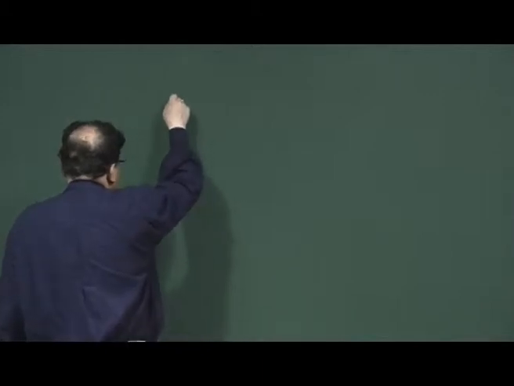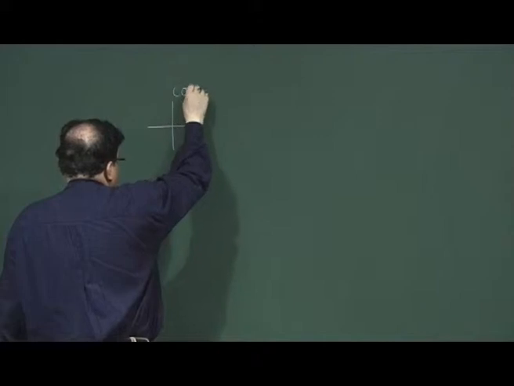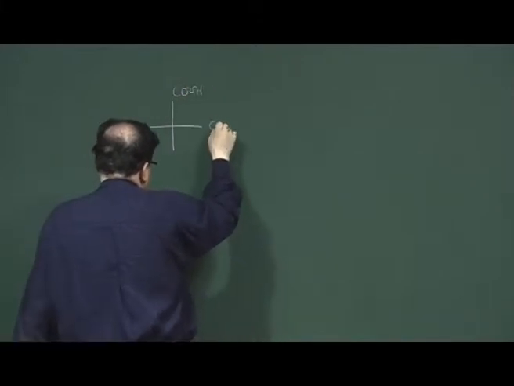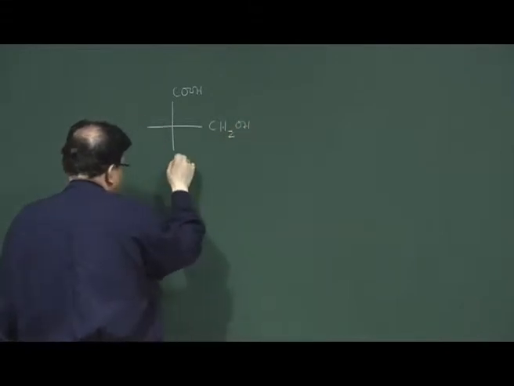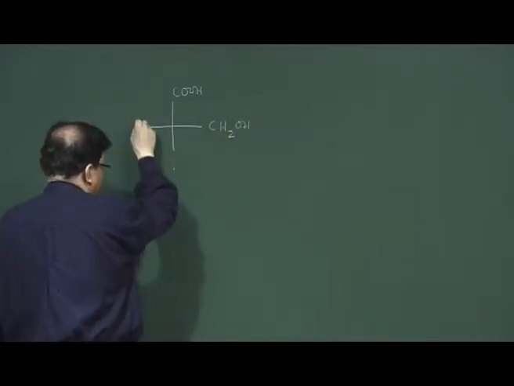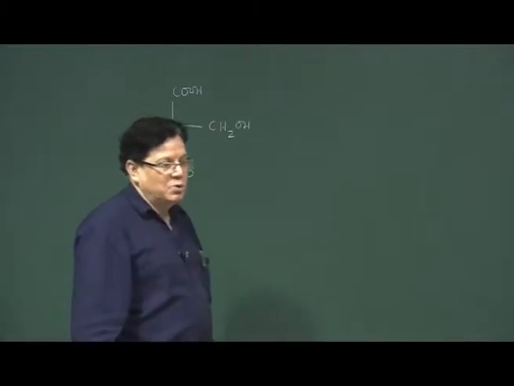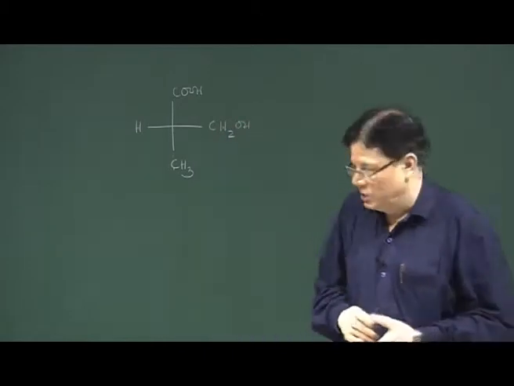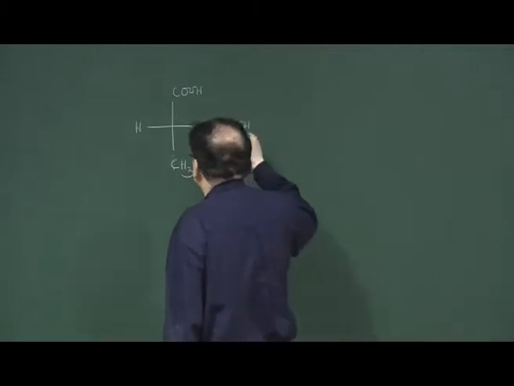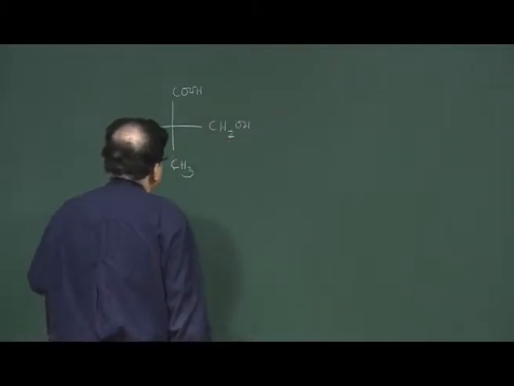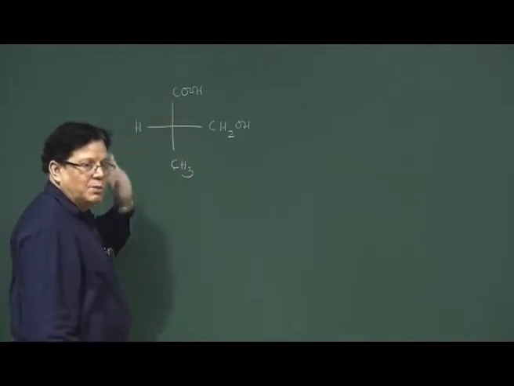Suppose a molecule is written in a Fischer projection formula. Say this is CO2H, this is CH2OH, and this is H, this is H, and this is methyl, and you are asked to assign the absolute configuration, or the RS configuration, of this. Okay. So, when you are trying to solve this problem, the first thing you need to do is to assign the priority sequence of the groups.